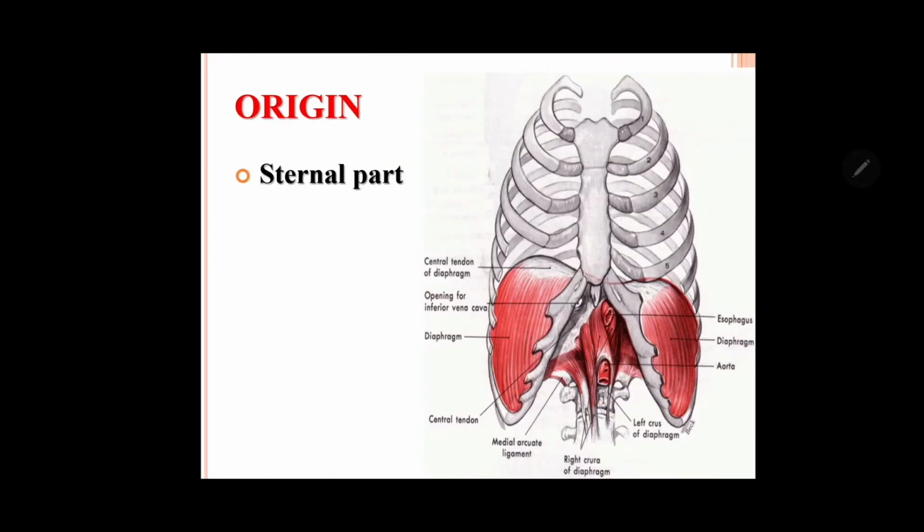And coming to the origin, as we have defined the diaphragm as the musculo-aponeurotic partition, it separates the thoracic cavity from the abdominal cavity. The bony covering of the thoracic cavity is the thoracic cage, formed by sternum, ribs and vertebrae. So the diaphragm lies in the lower part of the thoracic cage. It has origin from the sternum, the sternal part, ribs, costal part, and the lumbar part. So it takes origin from the bones of the thoracic cage, that is sternum, ribs and vertebrae.